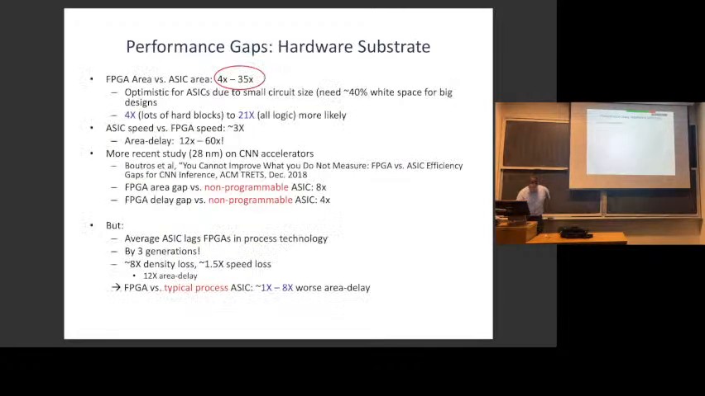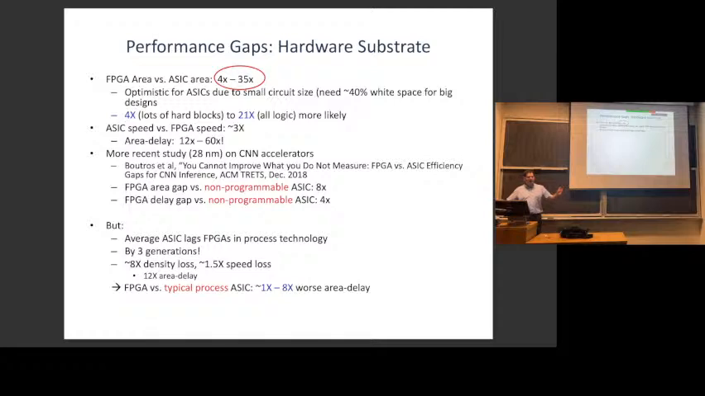So I'll kind of end on this slide. So the hardware substrate, there's a big gap. So FPGA area versus ASIC area, depending on if it's using a lot of hard blocks or using almost all soft logic, 4x to 35x area gap. This is a bit optimistic for ASICs, though, because in this study, they use small circuits, and they're using an FPGA that has enough routing to route big circuits.